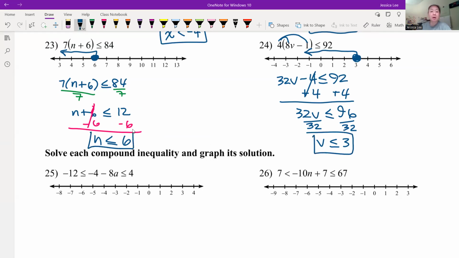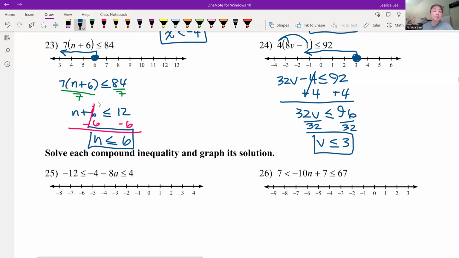I'm just going to box our answers. Done. Now we're going to go into compound inequalities. Please make sure, if it was like v is greater than 7, let's just say, it would go the other way. I don't know why I don't have that example in here. Not a good one. I apologize.